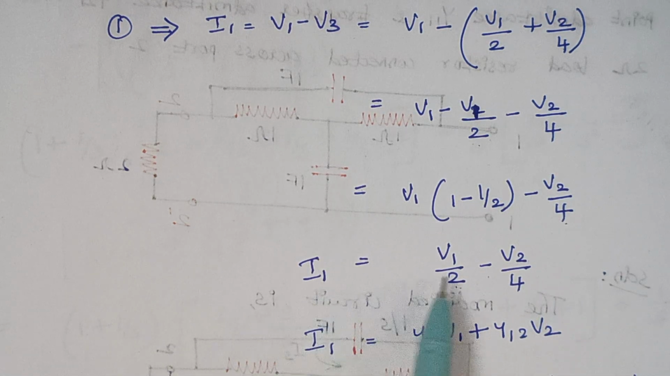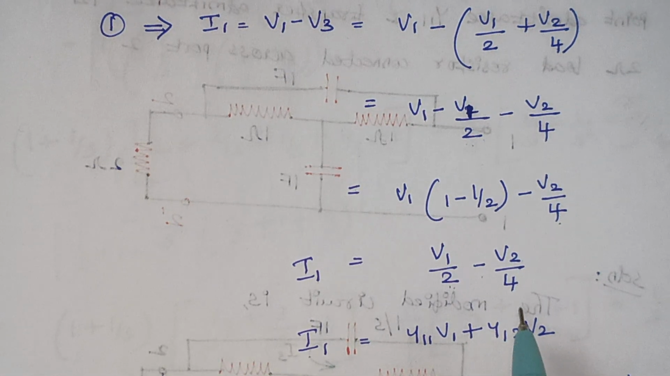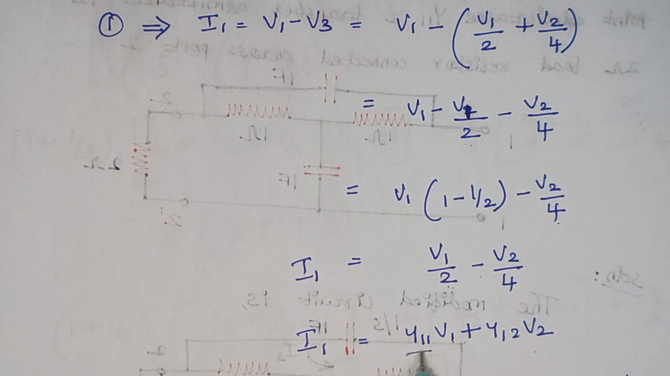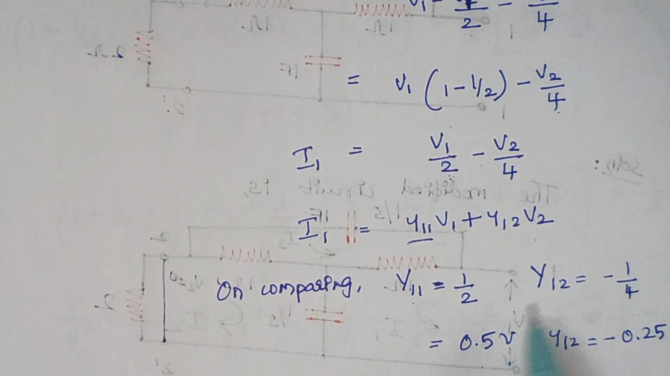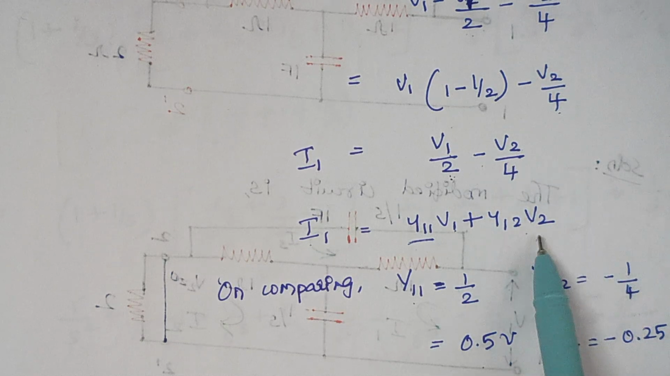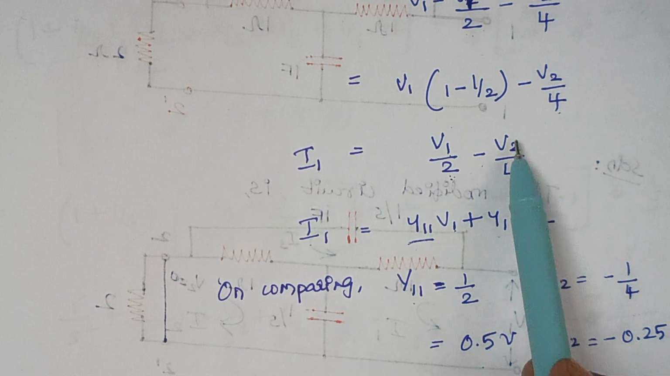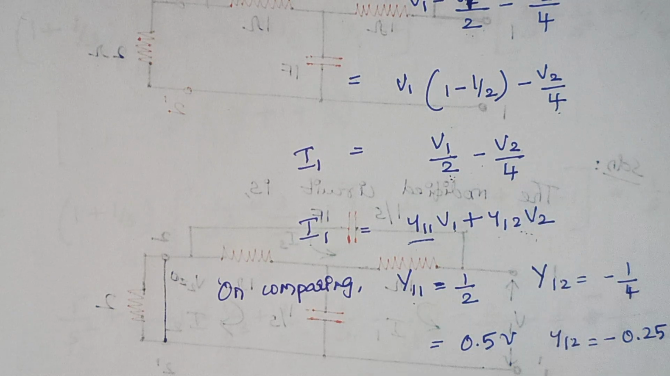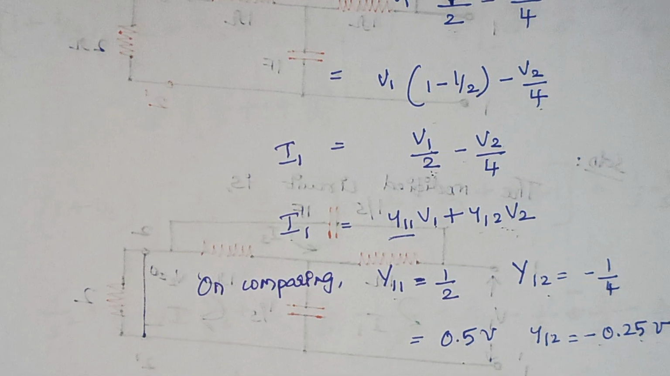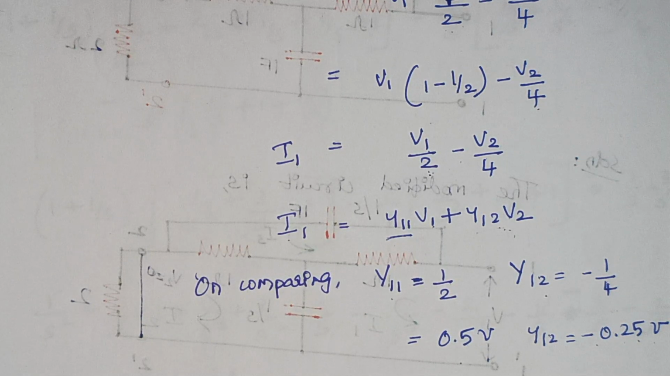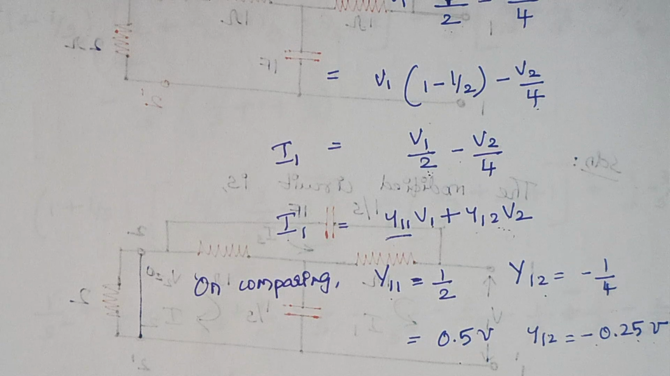Now I am going to compare this equation with the standard equation. When you compare, you see here, what is the coefficient of V1? It is Y11. So here the coefficient of V1 is 1 by 2. So Y11 is 1 by 2, which is 0.5 mho. Again, when you compare these two terms, here the coefficient of V2 is Y12 and here the coefficient of V2 is minus 1 by 4. So Y12 is equal to minus 1 by 4, and so here the answer is minus 0.25 mho. So here we have calculated two parameters. Now we are going to find the remaining two.